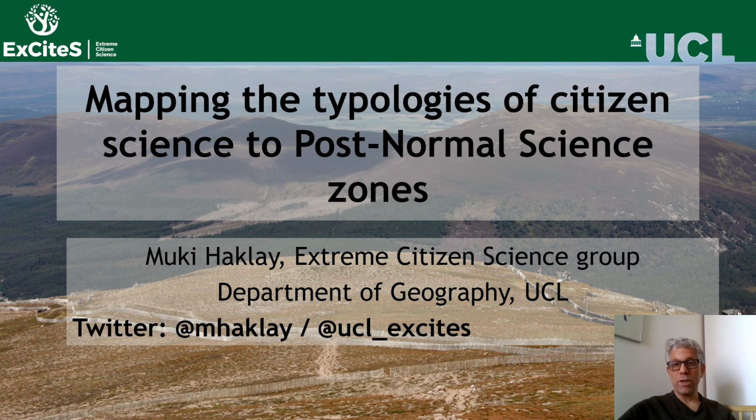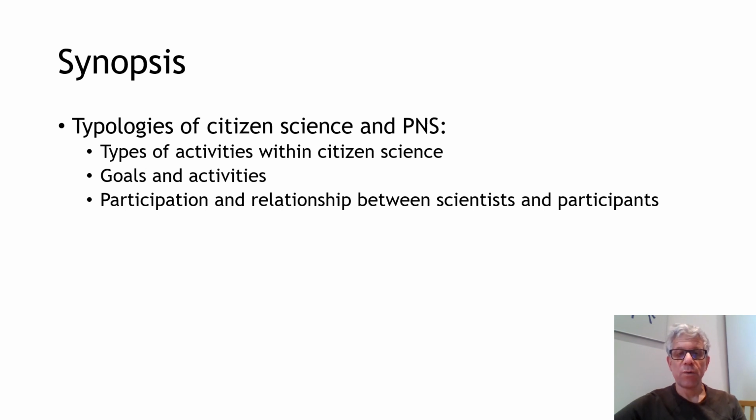We'll start with our synopsis. What I am going to cover is to look at different typologies of citizen science. We'll first look at what kind of activities are included in what we today call citizen science. Then we'll look at the goals and activities types typology, and finally two typologies that help us in understanding the relationship between scientists and participants.